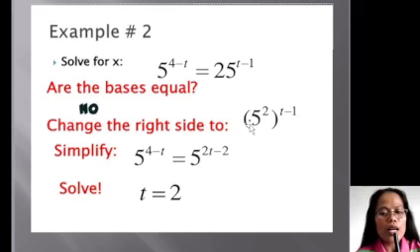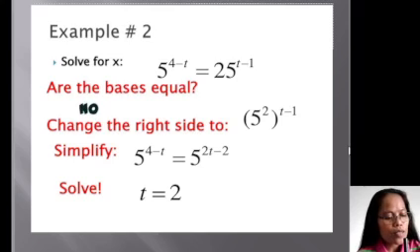And then we will simplify. So we have here the exponents: 4 minus t at the left side, and then 2t minus 2 at the right side. So we will subtract 4 from both sides. So we have 4 minus t is equal to 2t minus 2 minus 4. And then negative t is equal to 2t minus 6.